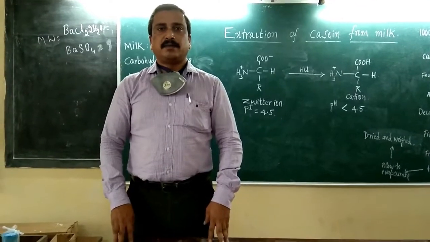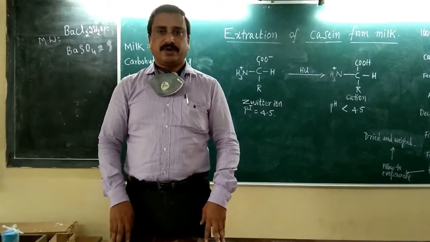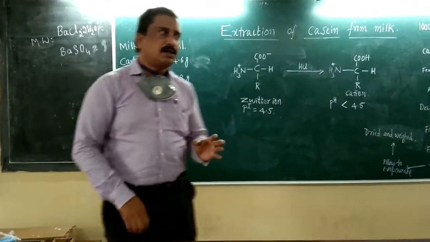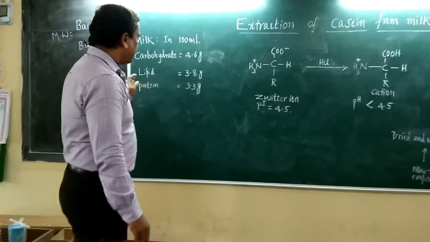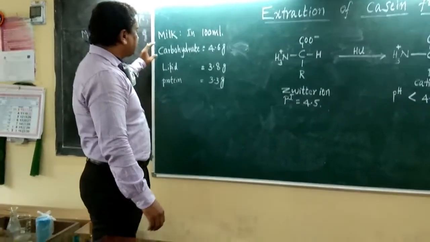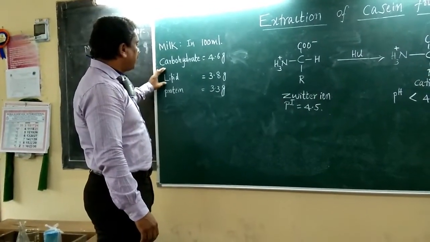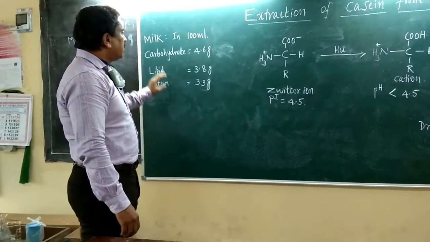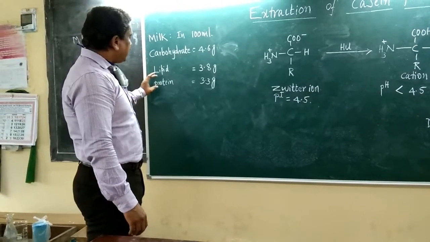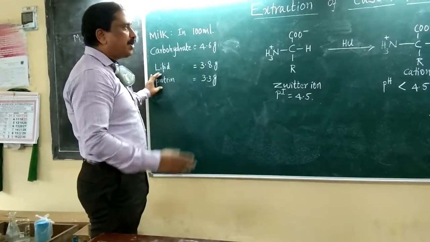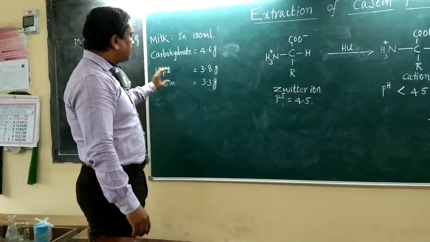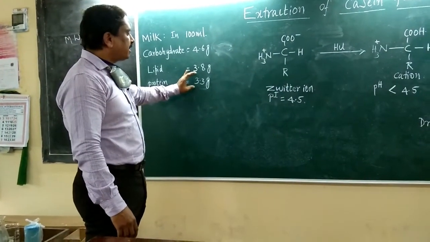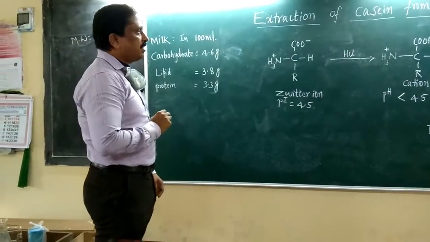You know that milk is called a complete food. Then why is it called a complete food? It has all the requirements of the body: major macronutrients, carbohydrate, lipid, protein, and also micronutrients present in the milk. Today we are interested in the amount of protein present in the milk, which is nearly 3.3 gram of protein.